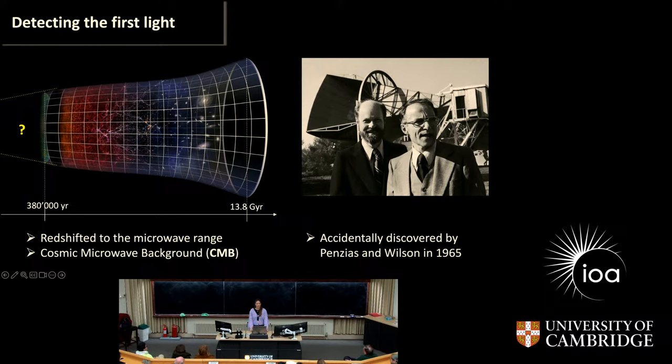One of the main properties that we could predict is that this primordial plasma at the start of the universe was more or less uniform, had about the same temperature everywhere. It was in a state of what we call thermal equilibrium. And we have really precise theoretical prediction for what the emission from this kind of system looks like.